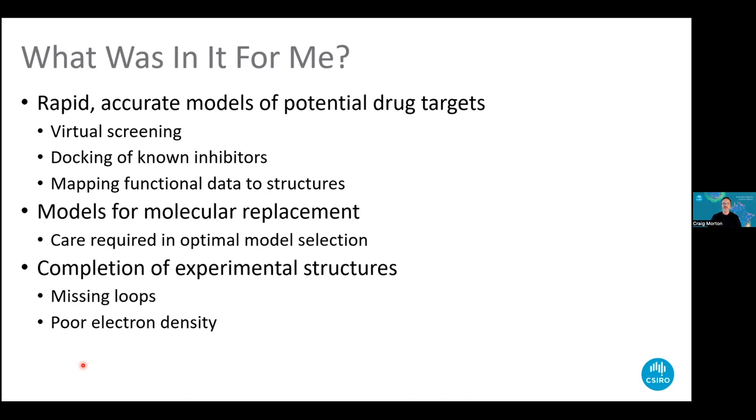And it helps me complete experimental structures, because when you build structures experimentally, you're often missing loops, or you have regions where the electron density is poor. So you know the protein's there, but it's very hard to build.